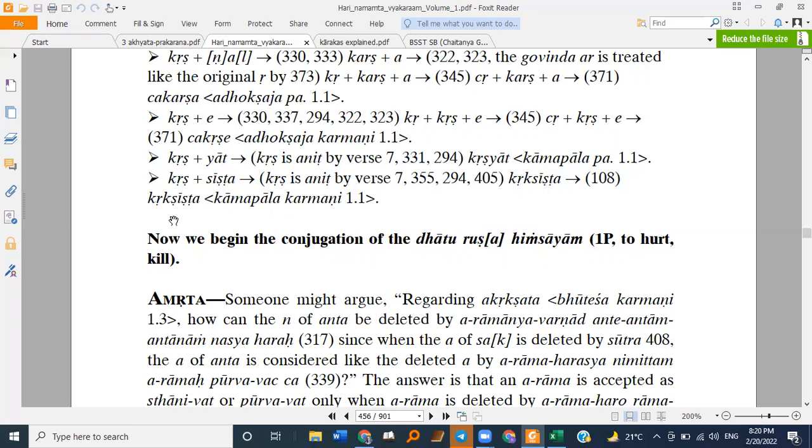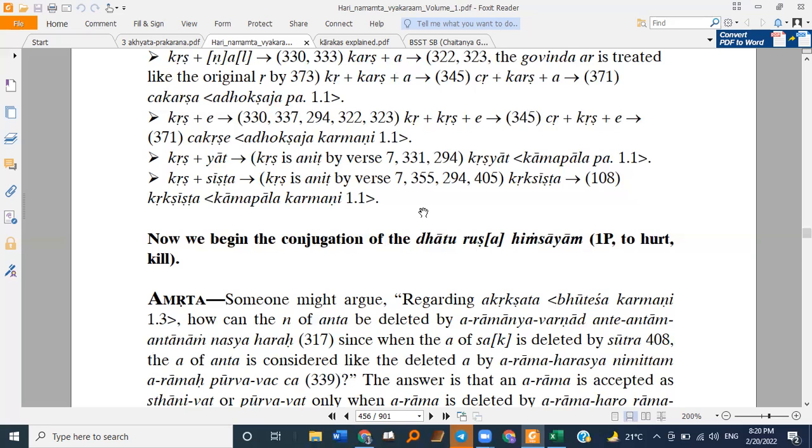Is there a typo? It's Krikshishta, but it should be Krikshishta. Which one? This one? Oh, I see it. They just hadn't done the Shatva yet. Okay, never mind. Yeah. So Krikshishta. And likewise, all the forms are made for Krishna. Okay. Any questions here? Anything?